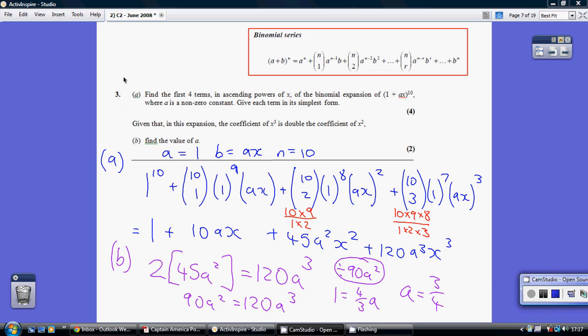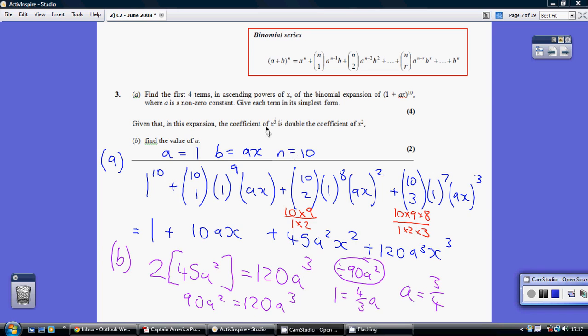Now for part B, we're told that we've got to find a where the coefficient of x cubed is double the coefficient of x squared. So the coefficient of x cubed, that's the number in front of the x cubed. So that's 120a cubed. Alright, and the coefficient of x squared is 45a squared.